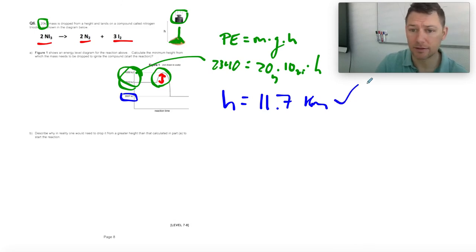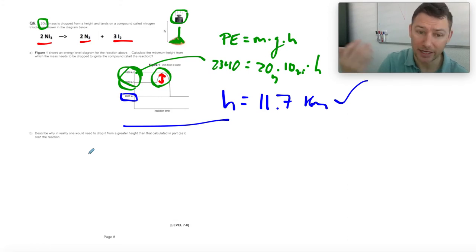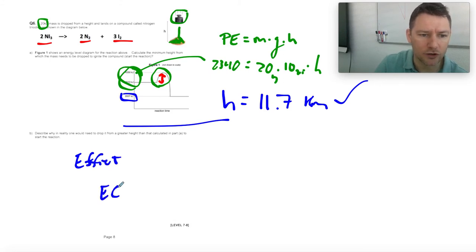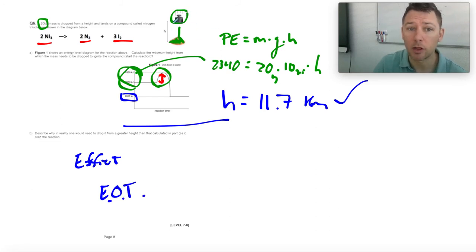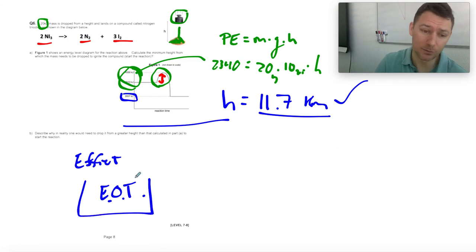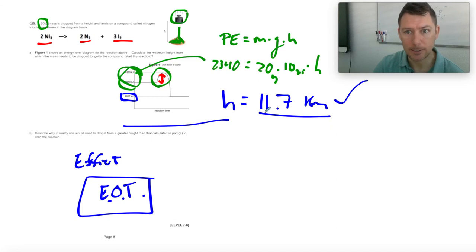And so that's the number you're looking for at the end for this one, and then describe in reality why it might need to be dropped, and it's all about efficiency, right? I think I may have written efficiency of transfer, EOT. Really, we don't know that the mass will impart all of its energy to this pile of chemical, and that the energy will go into the bonds. So we need to drop it from higher than this, which is kind of ridiculous, to make sure that all of the energy goes in, right? It's going to have to be higher than that. Neat. Cool. So that's that part.